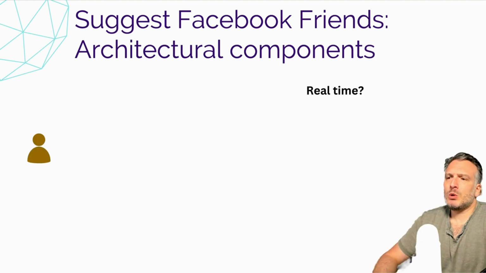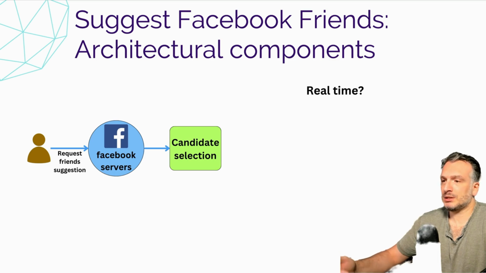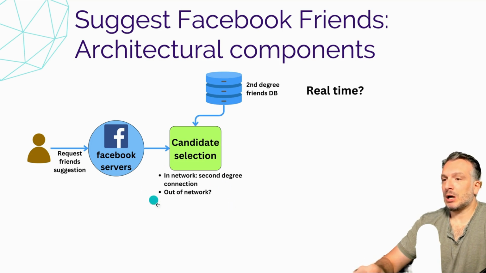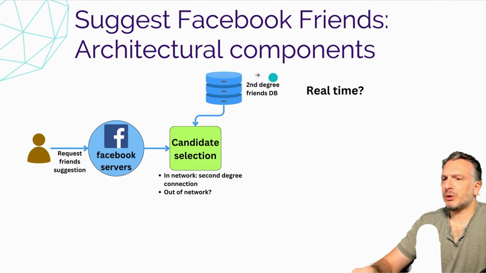So let's try to understand how we would build the system if we were to do real-time inference. A user requests a friend's suggestion on the Facebook servers, and the Facebook servers are routing the request to the candidate selection module. We could imagine that a simple candidate selection process could be the second-degree friends on the network graph. This process does not allow us to suggest out-of-network friends. But this is one way to do it, and we could think later down the way how to include out-of-network profiles. Understand that selecting the second-degree friends from a database would be extremely quick.